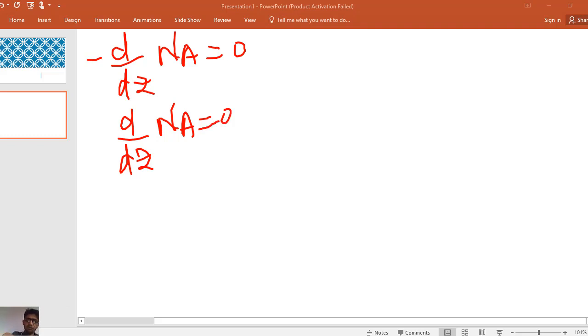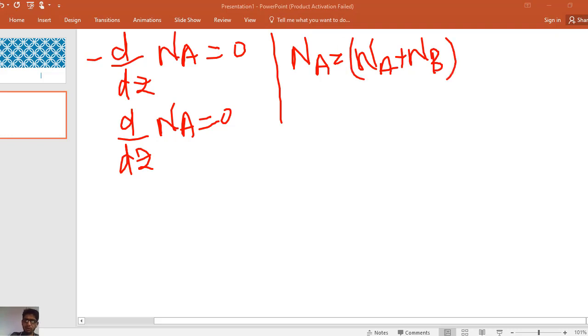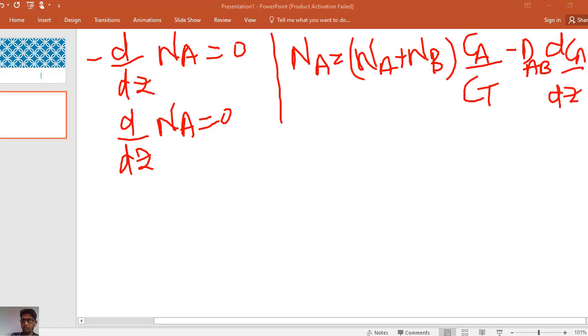Now we know that the flux of A is equal to NA plus NB. The total flux is the sum of fluxes, so the total flux is equal to the flux of A due to convective transport plus the flux of A due to conductive or molecular transport of A. So this is the convective term, CA by total concentration, and this is the minus DAB, diffusivity of A and B, dCA, the concentration of A which changes in the z direction. So there was an assumption that this term is 0.